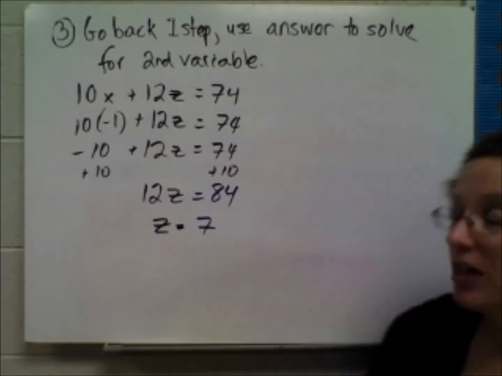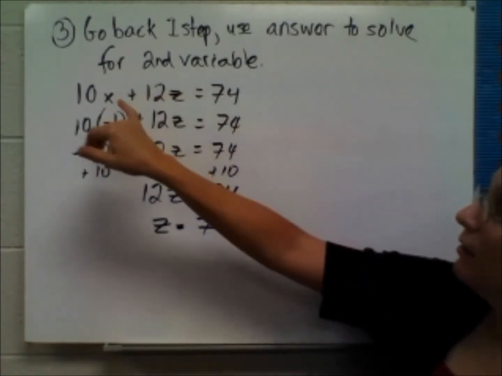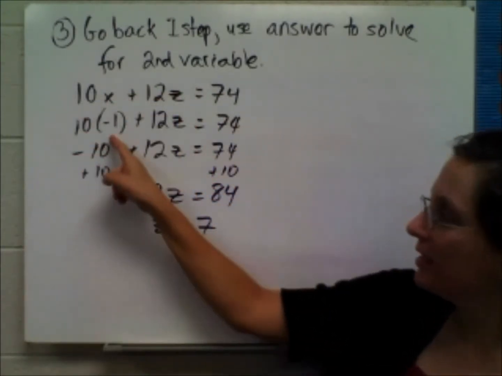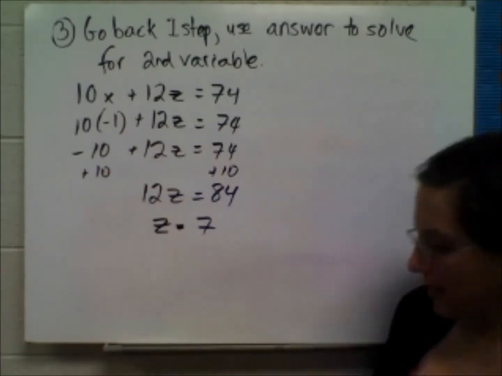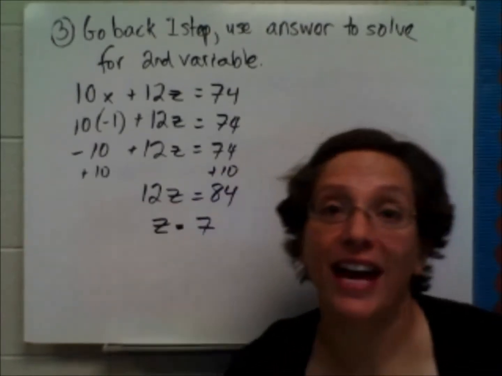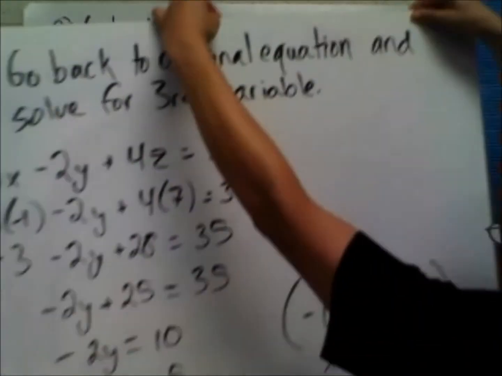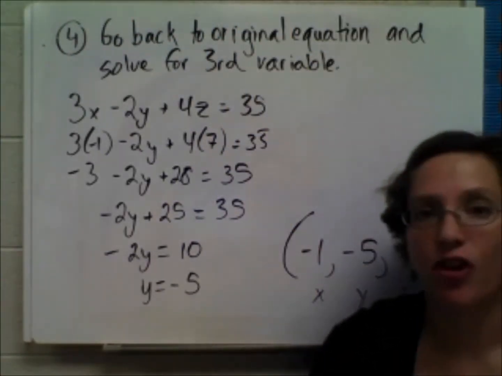I take that answer, x equals negative 1, and I go back one step to either equation that only had two variables. And I plug in negative 1 there to solve for z. Now I have x and z solved for. My last step is to solve for that third variable.